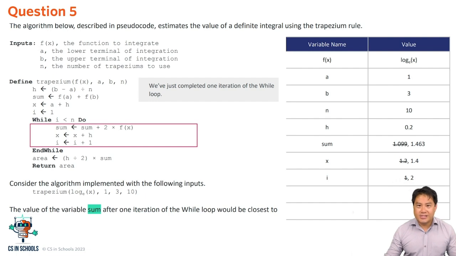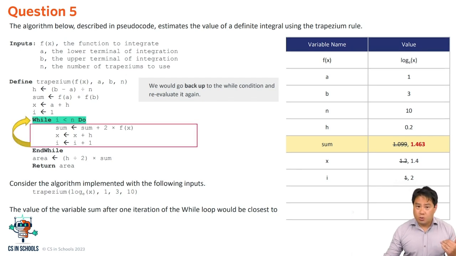So let's look at the variable sum, look at its value, which is 1.463, correct to 3 decimal places, and that will be the final answer to the question. Just to wrap up this little session, if the question didn't ask us to stop after 1 iteration, what that would mean is the code would continue.